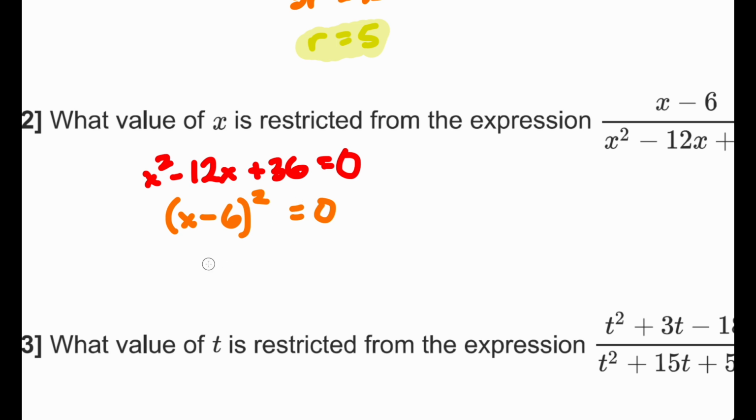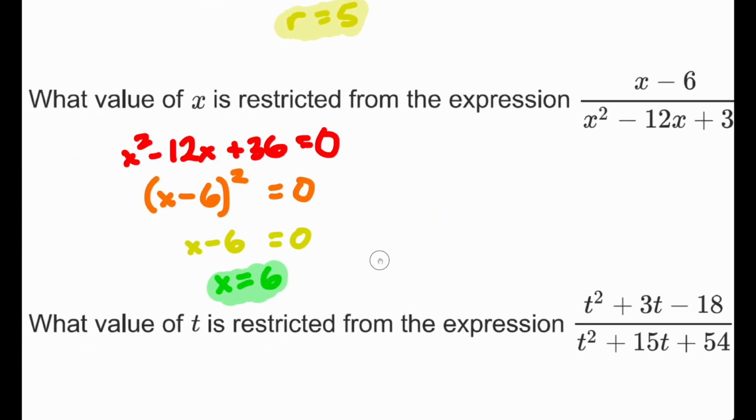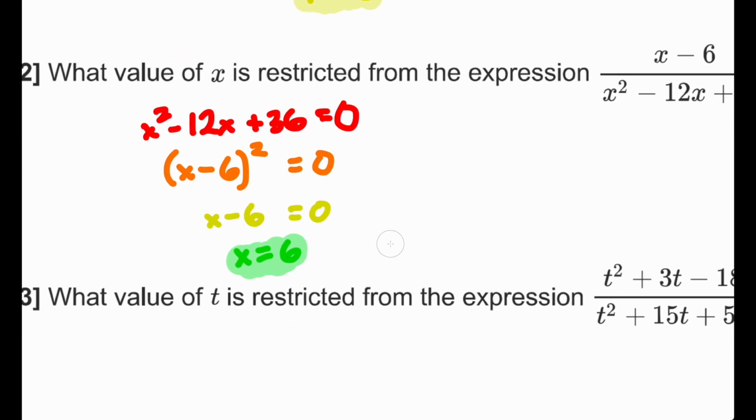We're going to square root both sides. You get x minus 6 is equal to 0. Add 6 to both sides. x is equal to 6. And x is equal to 6 is the restricted value. x cannot actually equal 6 in this expression because, again, you'd be dividing by 0. Okay, so that's the restricted value.